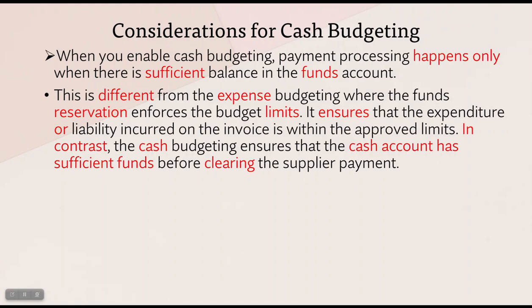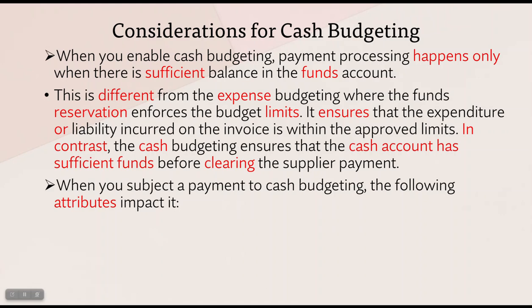What is the difference between expense budgeting and cash control budget? Expense budgeting is where the fund reservation enforces the budget limits. It ensures that the expenditure or liability incurred on the invoice is within approval limit. In contrast, cash budgeting ensures that the cash account has sufficient funds before clearing the supplier payment, because cash is related to the payment. So the system will ensure that sufficient funds are there before clearing the payment to the supplier.